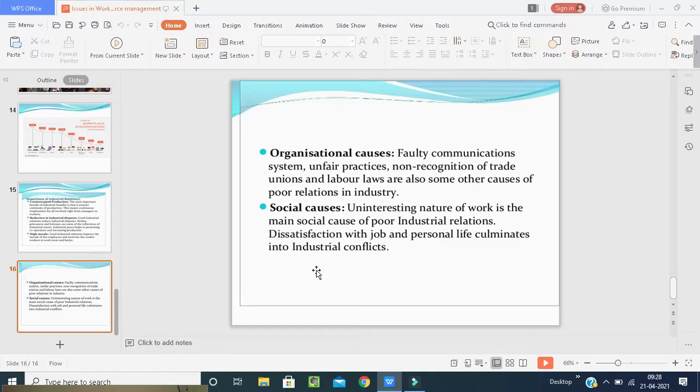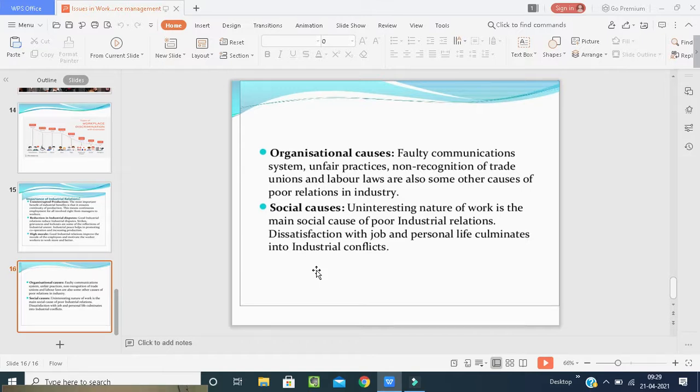The uninteresting nature of work is the main social cause of poor industrial relationships. That means dissatisfaction with job and personal life culminates into industrial conflicts. What is happening here? The trade unions and the labor unions can also create some causes, which means we have to maintain a good relationship with them. For that, organizational causes should be good. Social needs or social communication should be there.